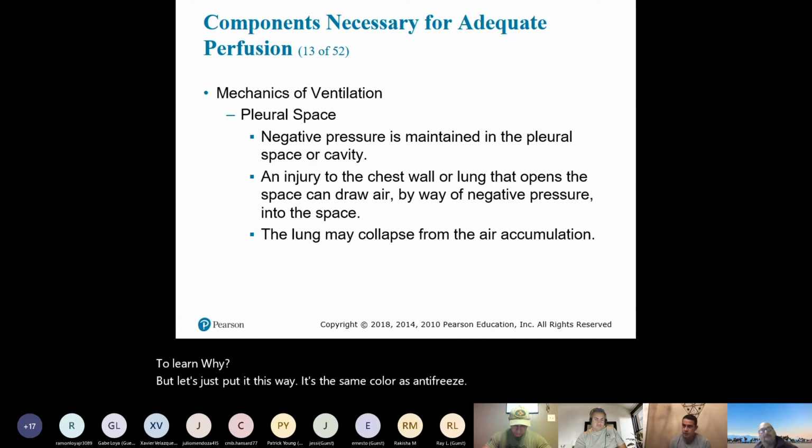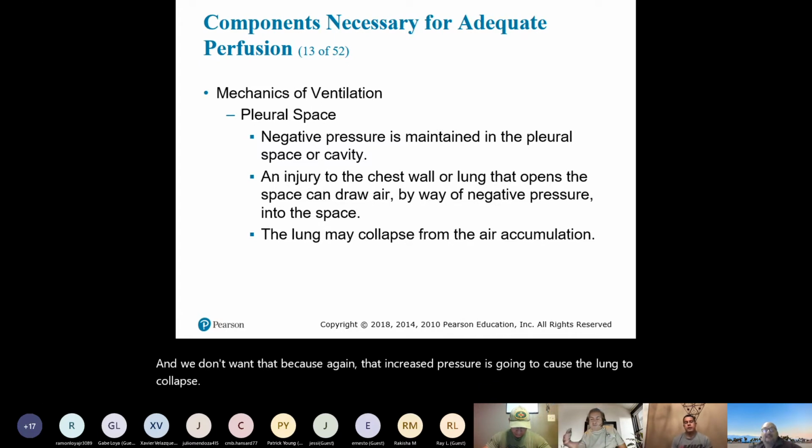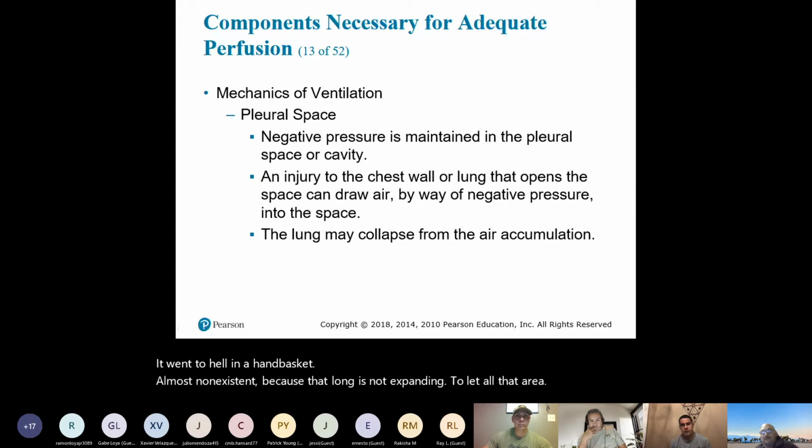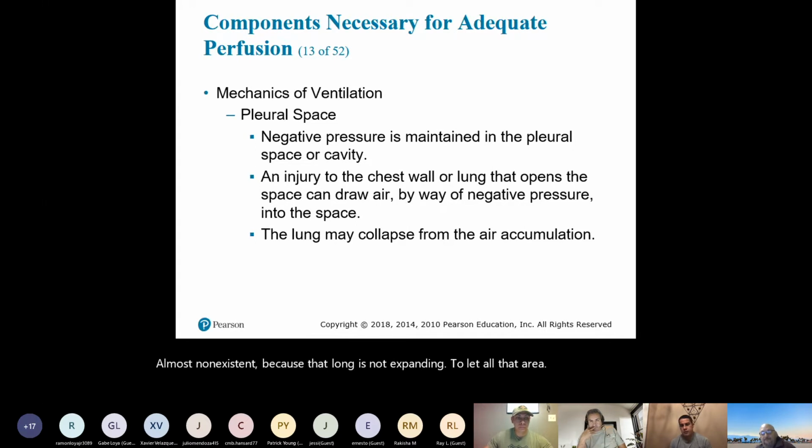So anyway, a penetrating injury to the chest will cause air to go inside. And we don't want that because, again, that increased pressure is going to cause the lung to collapse. And then what just happened to the compliance? It went to hell in a handbasket. It's almost non-existent because that lung is not expanding to let all that air in.